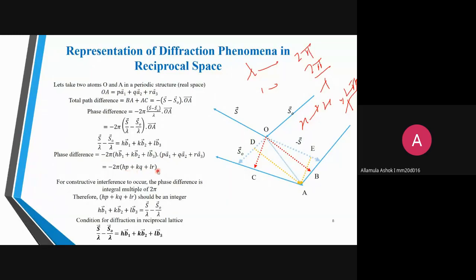If these HKL are not integers, instead of reaching a valid reciprocal lattice point, it will reach some space or some region in the reciprocal space. I will show it in the Ewald sphere construction.